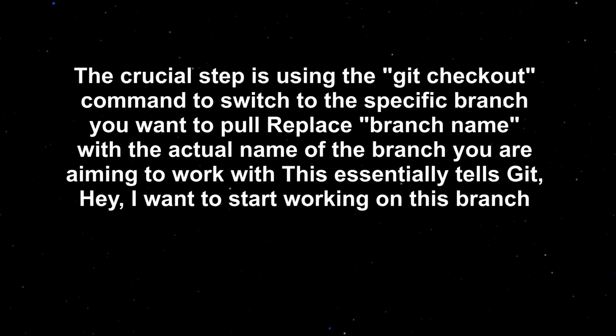The crucial step is using the git checkout command to switch to the specific branch you want to pull. Replace branch name with the actual name of the branch you are aiming to work with. This essentially tells Git, hey, I want to start working on this branch.